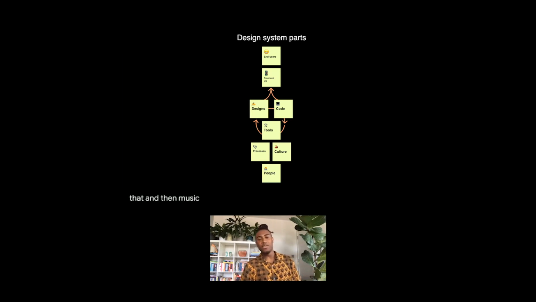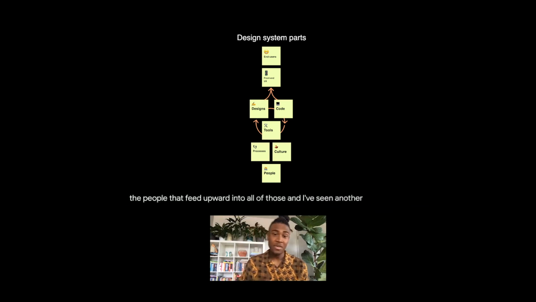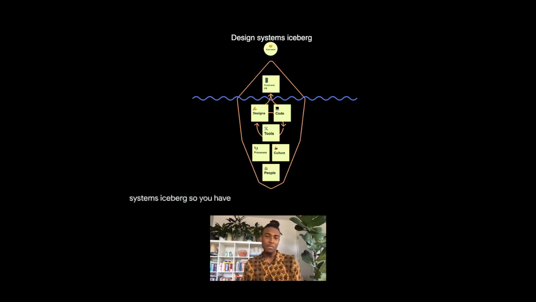But underneath that, you have the processes that exist in the company, the culture, and more importantly, the people that feed upward into all of those. And I've seen another iceberg shown in another talk today, but I like to think of it as a design systems iceberg. So you have the tip of the iceberg, which is what the end user gets to see, the front-end user experience. But underneath the surface, you have these beautifully complex things that help shape what happens above the surface.